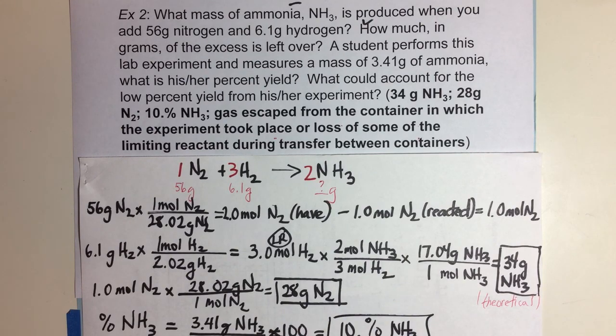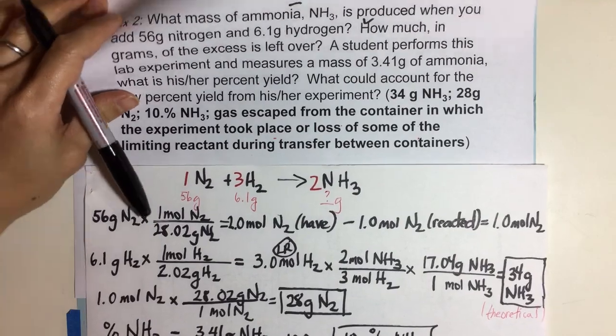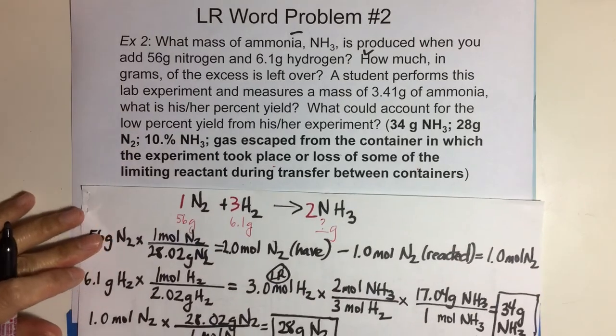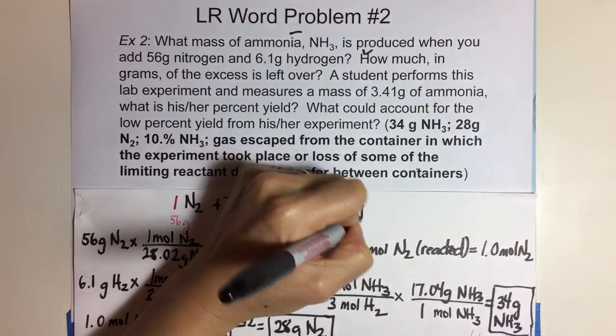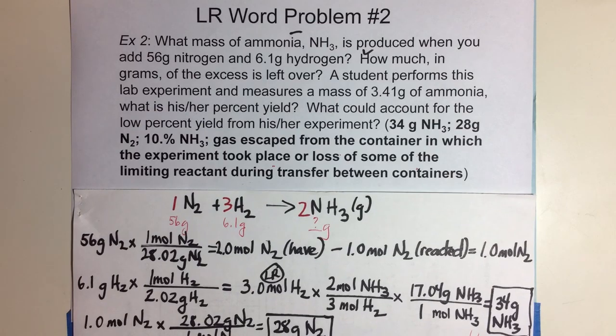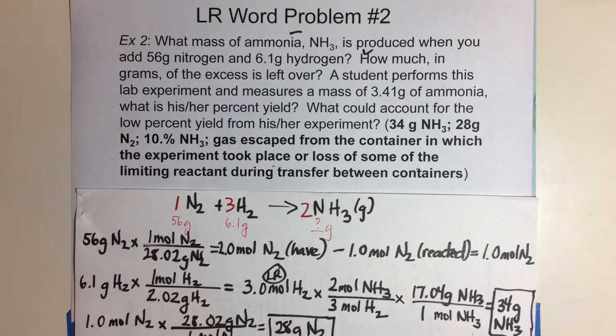Okay. Any questions? Hopefully you can ask in class. We're on to the 3rd problem. Oh, sorry. There's one more idea. It says, what could account for such a low yield from his or her experiment? Now, in this experiment, you're collecting a gas. Oftentimes, when you're trying to collect a gas, you have to be able to hold that gas in the container. So oftentimes, the gas will escape from the container, and so you're going to see a significant loss of your gas, ammonia, as a result of this.